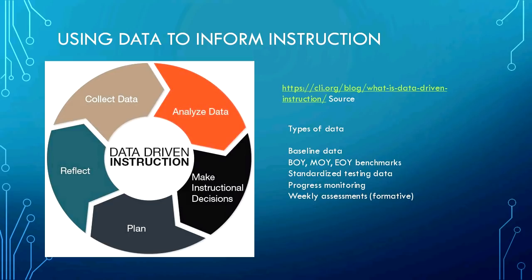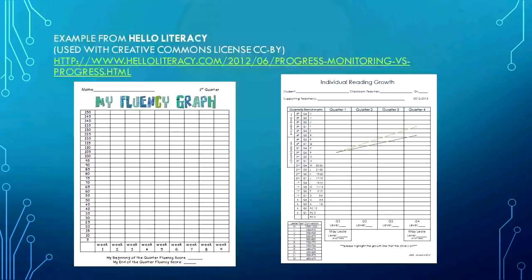And then progress monitoring would be like students who need additional intervention. You do something called progress monitoring where you track how they're doing. So those are kind of the types of data, and we use it to inform our teaching. So here's an example of tracking student data. This would be progress monitoring. So this is from helloliteracy.com, like Hello Kitty, but helloliteracy.com. And so this is a fluency graph, and I've seen this used a lot.